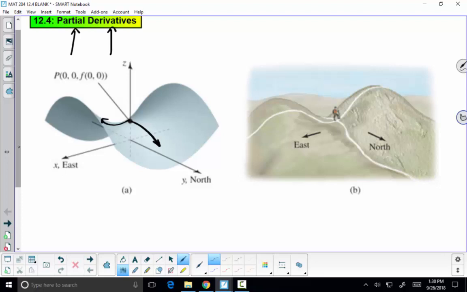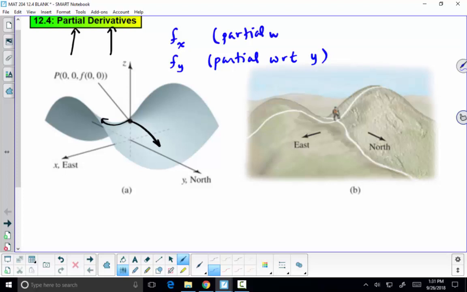So when you look at this picture here, we usually think of f sub x as the partial in the x direction and f sub y as the partial in the y direction. So which one of these do you think is positive in that picture? So one of them is positive, one of them is negative. Which point? The point right there. Oh, okay. So the partial in the y direction is negative and the partial in the x direction is positive.